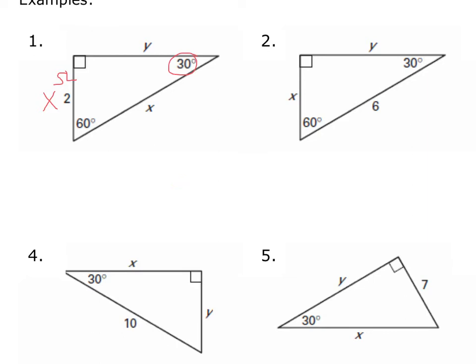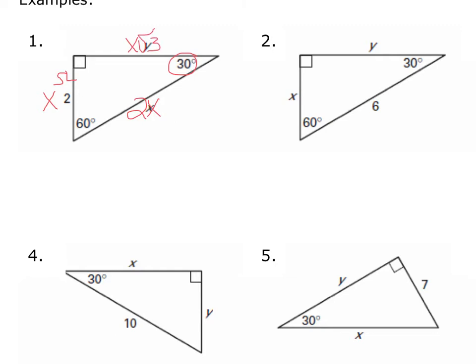Sometimes I like to do this in a different color so that you can override any other variables, because you don't want to get your pattern confused with the variables that are already in the problem. So this side is X. The hypotenuse is always 2X. And the long leg is always X times the square root of 3.